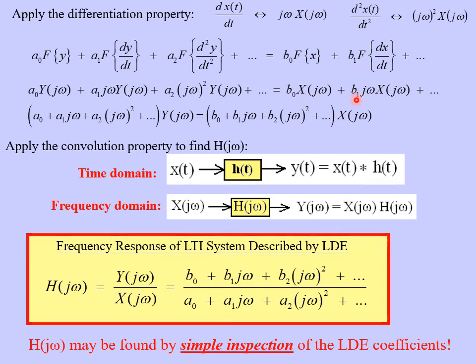Second term, b1, we have a factor of j omega because this is a first derivative. And then dx dt just becomes j omega multiplied by uppercase X, which is the Fourier transform of x. Okay, and then we keep going if necessary.